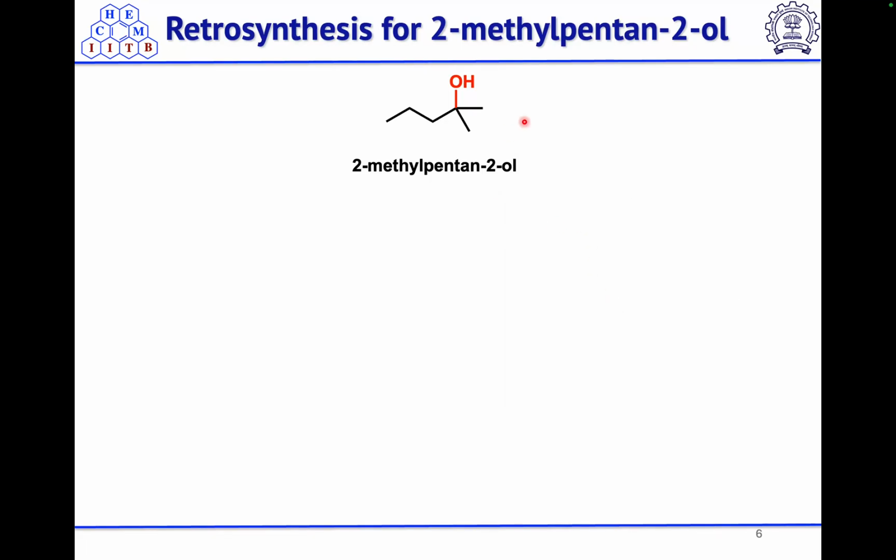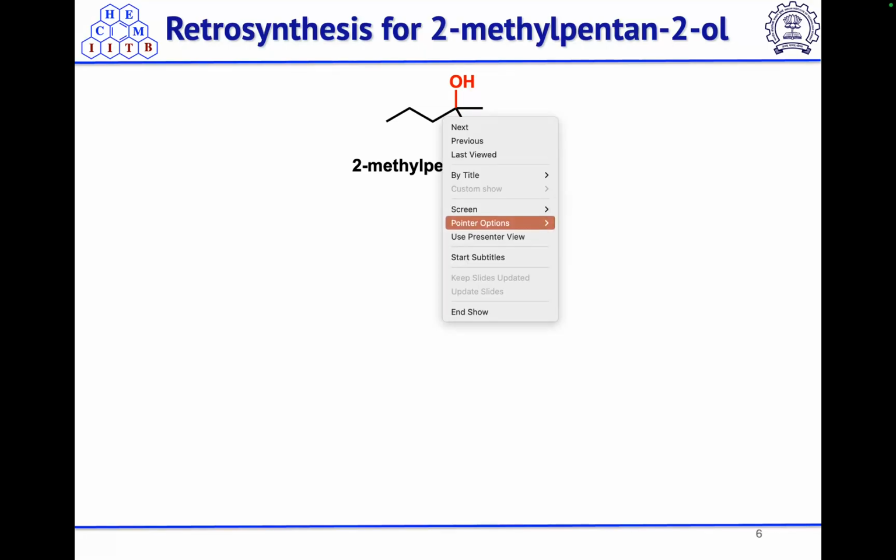Now, for this tertiary alcohol, how can we plan a good retrosynthesis? If you see this molecule closely, you can think about this C-C bond disconnection or this C-C bond. This is methyl and this is also methyl, so it is symmetrical. You can think about this C-C bond disconnection or that C-C bond disconnection.